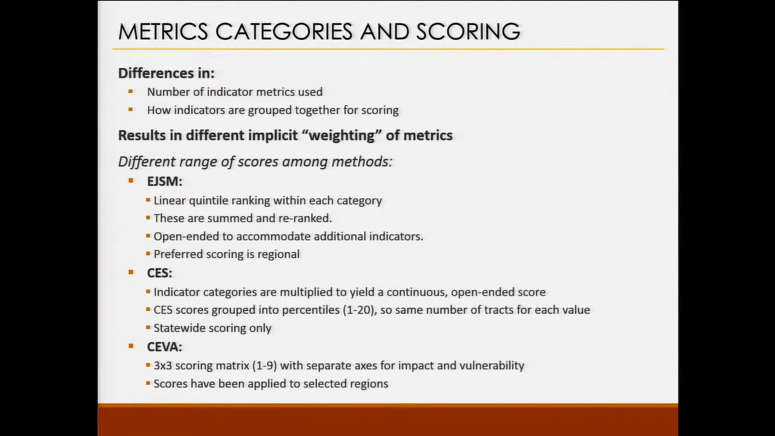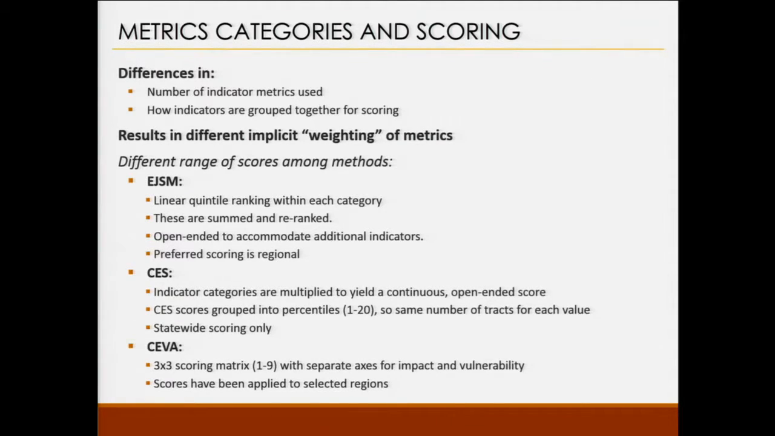The three methods use different numbers of indicators, summarized again in that PDF document that you all will get. And they also differ in how those different indicator metrics are grouped together for scoring. And so what this does is, for each method, there's a different weight attached to the final score that is determined by each of those individual metrics. That weighting is implicit. It's not placed there because we think one metric is more important than the other, but because of the way in which the metrics are grouped together.